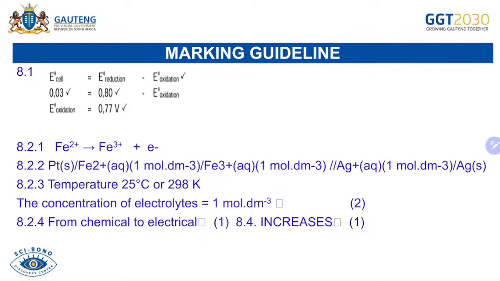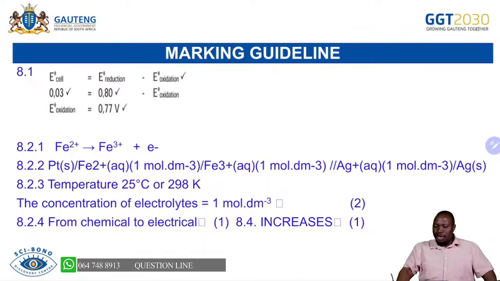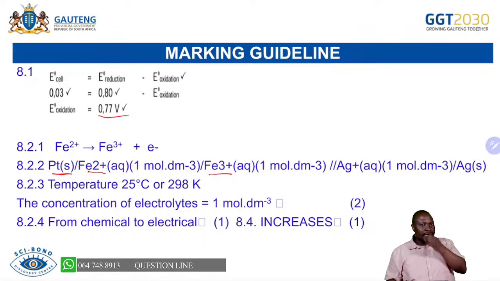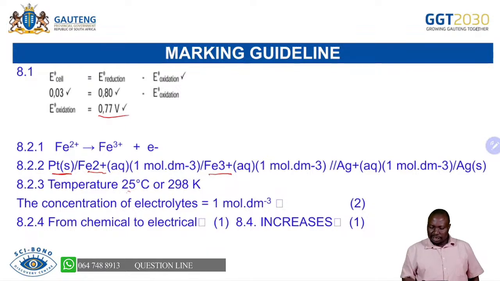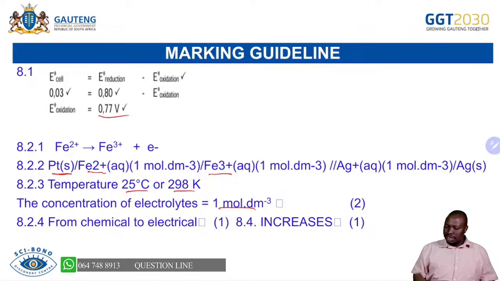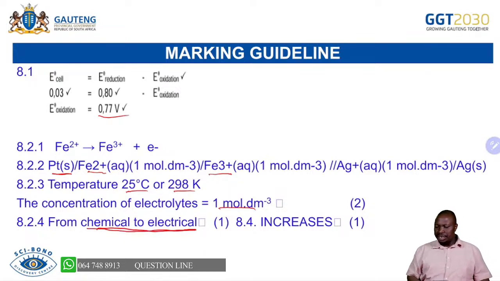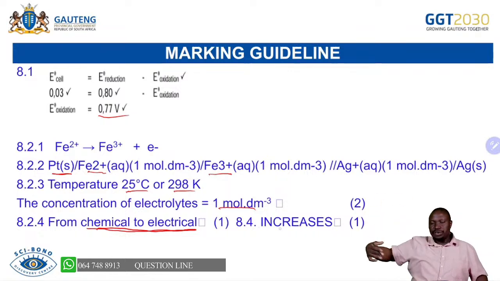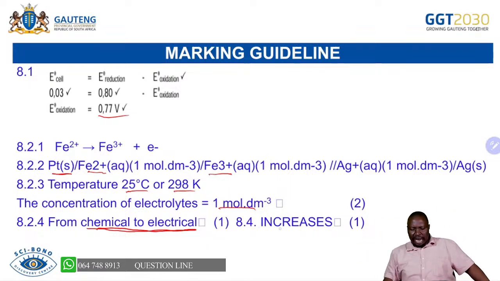Now, as we move, that is your marking guideline. We have discussed all this, and I hope you are happy. We're able to get our 0.77. We're able to write the half reaction that takes place at the anode. We're able to say platinum must be there because Fe2 plus and Fe3 plus are all aqueous solutions. Remember, I said you can include the concentration of the solutions there. And then the temperature, we said, is 25 degrees or 298 kelvins. The initial concentration, we said, is 1 mole per cubic decimeter. And then we said energy conversion for galvanic is from chemical energy to electrical energy. And I want you to have this in your mind and let it be part of your understanding that when we increase the concentration of the metal ions in the cathode, we are going to increase the EMF of the cell.